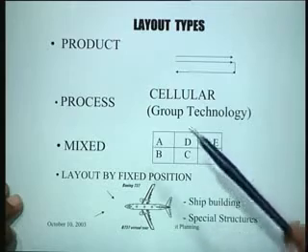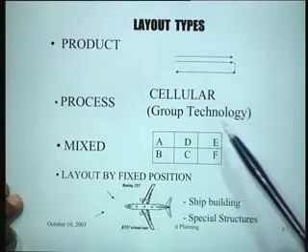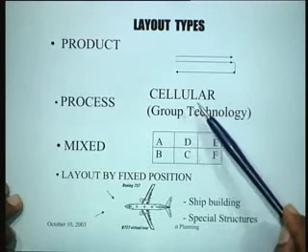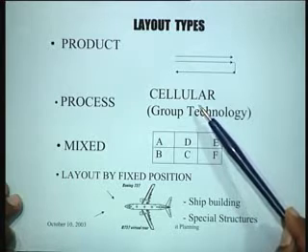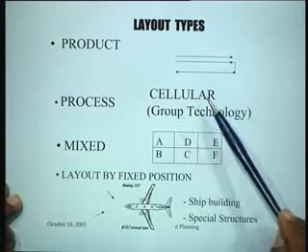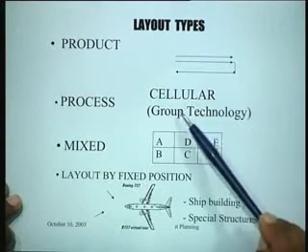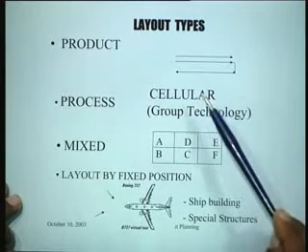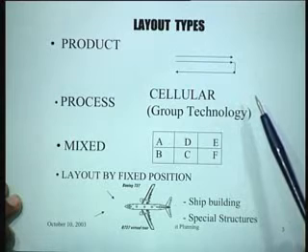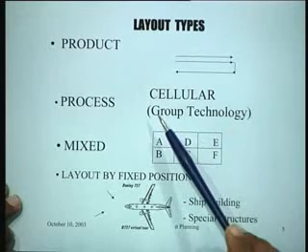And of course, one can also talk about a cellular layout or a group layout, which is generally suited to a situation where you have a predictable variety of products to make. The idea is that you try to group products into product families, parts into part families, and these individual parts or part families are then subjected to processing in individual cells. And the basic idea is that in a cell the processing sequence is almost uniform.